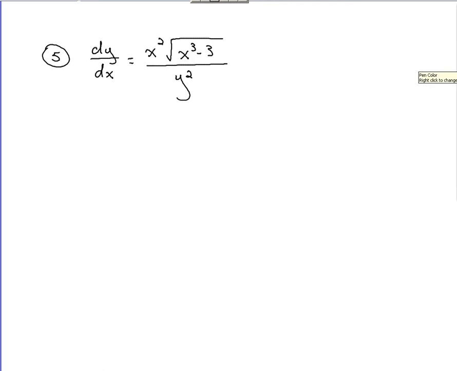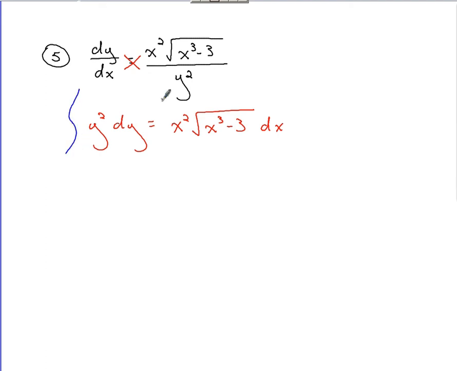So if we cross multiply to get started, you've got dy, you've got a y squared. I could say y squared dy on the left side of the equation. Got a dx multiplied to the x squared square root of x cubed minus 3, so I could write x squared square root of x cubed minus 3 dx on the right side of the equation. Just so happens by doing that, we separated the x's and the y's. So since I've achieved the first goal there, now I can take the antiderivative of each side.